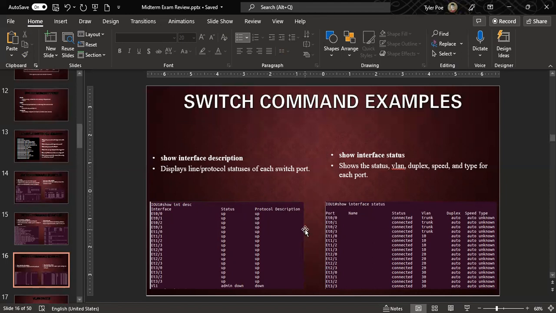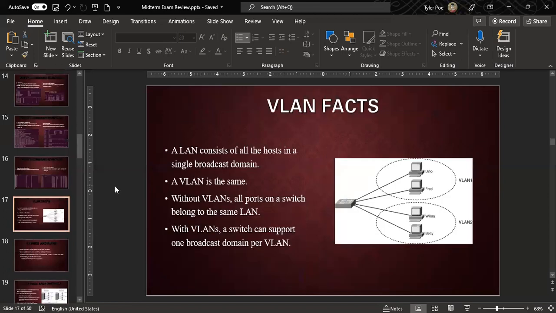There's also show ip interface brief. I don't show it here, I don't think. Let me see. Yeah, I don't show it, but what that does is show the IP addresses configured on your switch ports, which I'm sure you've been using in your routing labs. But with that out of the way, let's now discuss VLANs.